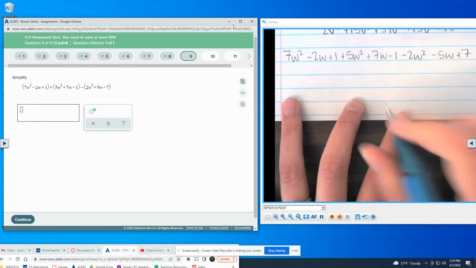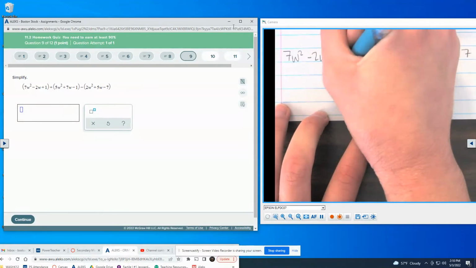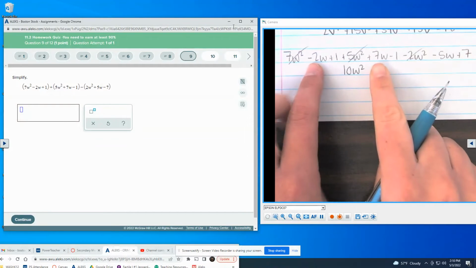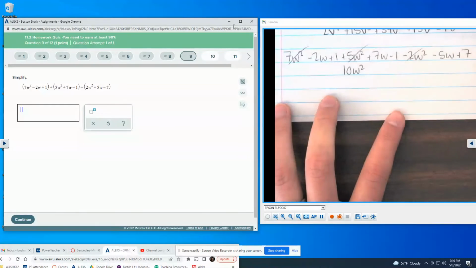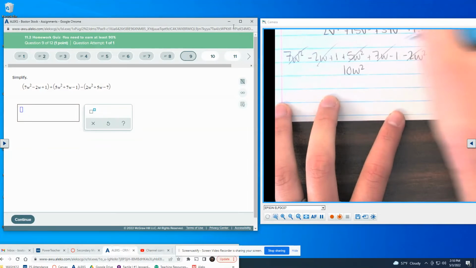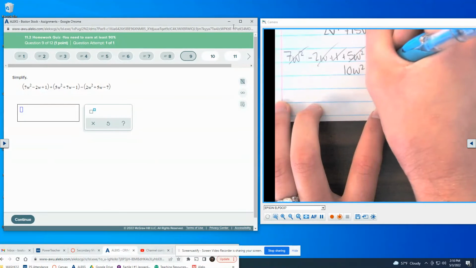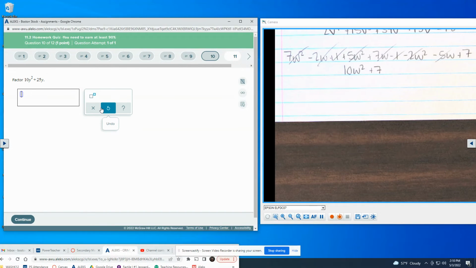And from here, I just combine like terms. So I have 7 plus 5, which would be 12. 12 minus 2 gets me 10w squared. Then I look at the w's. I have a negative 2 plus 7, so I have 5 minus 5, meaning that those all just cancel out. That's kind of nice. 1 minus 1, those cancel, but I still have the 7, so I put plus 7. So my final answer will be 10w to the second plus 7. And hopefully I added and subtracted everything right.